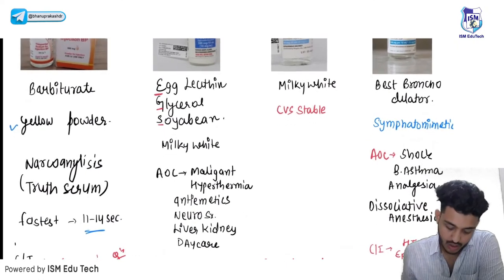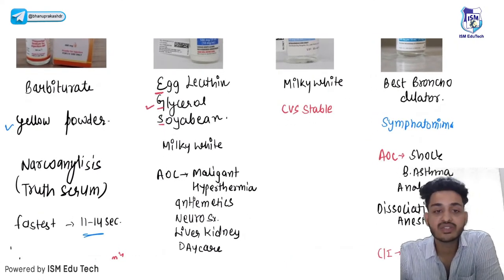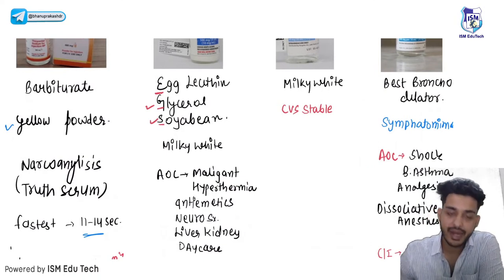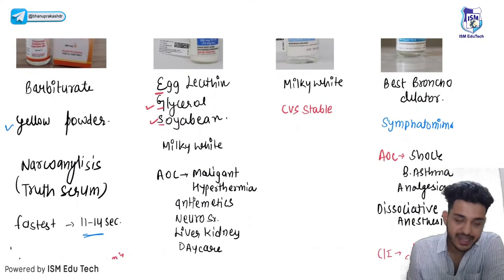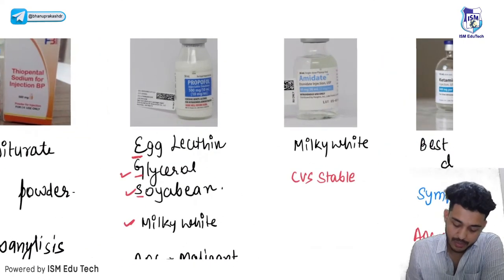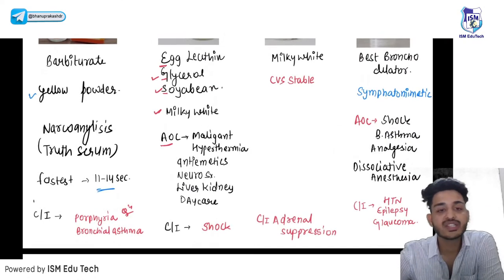Second thing will be your glycerol, G for glycerol. And third thing will be soya bean. So these three things are added to propofol. Propofol is a milky white in color, okay?